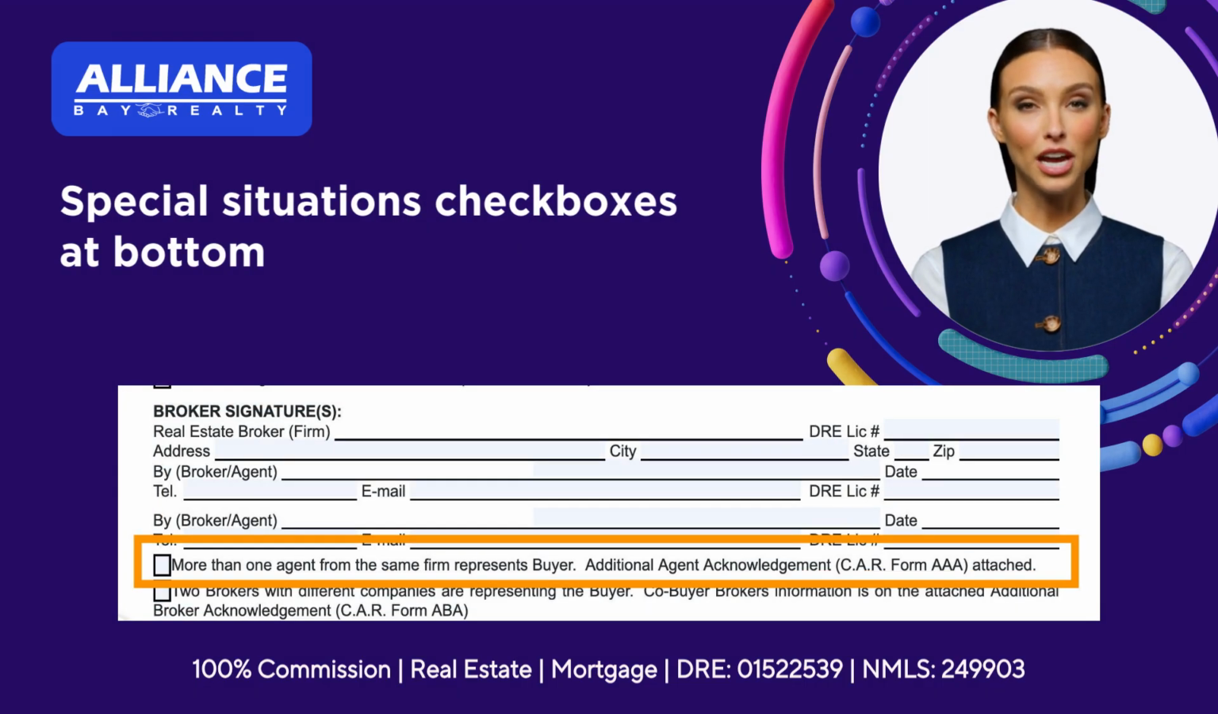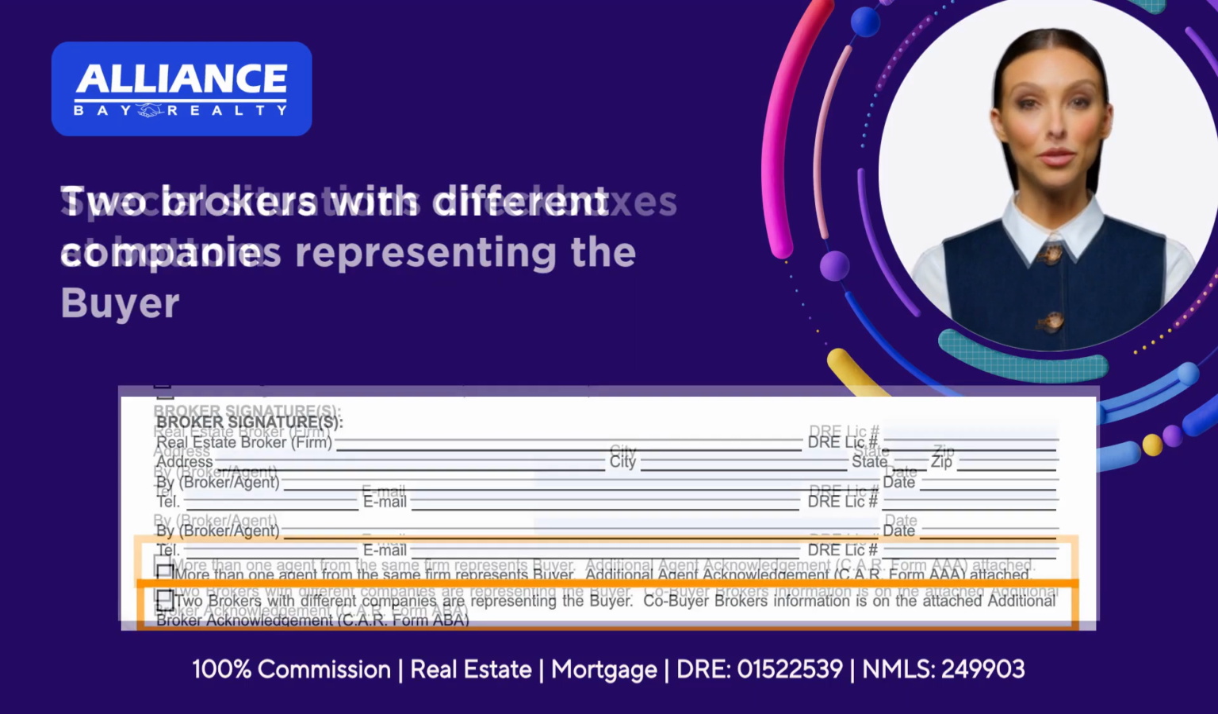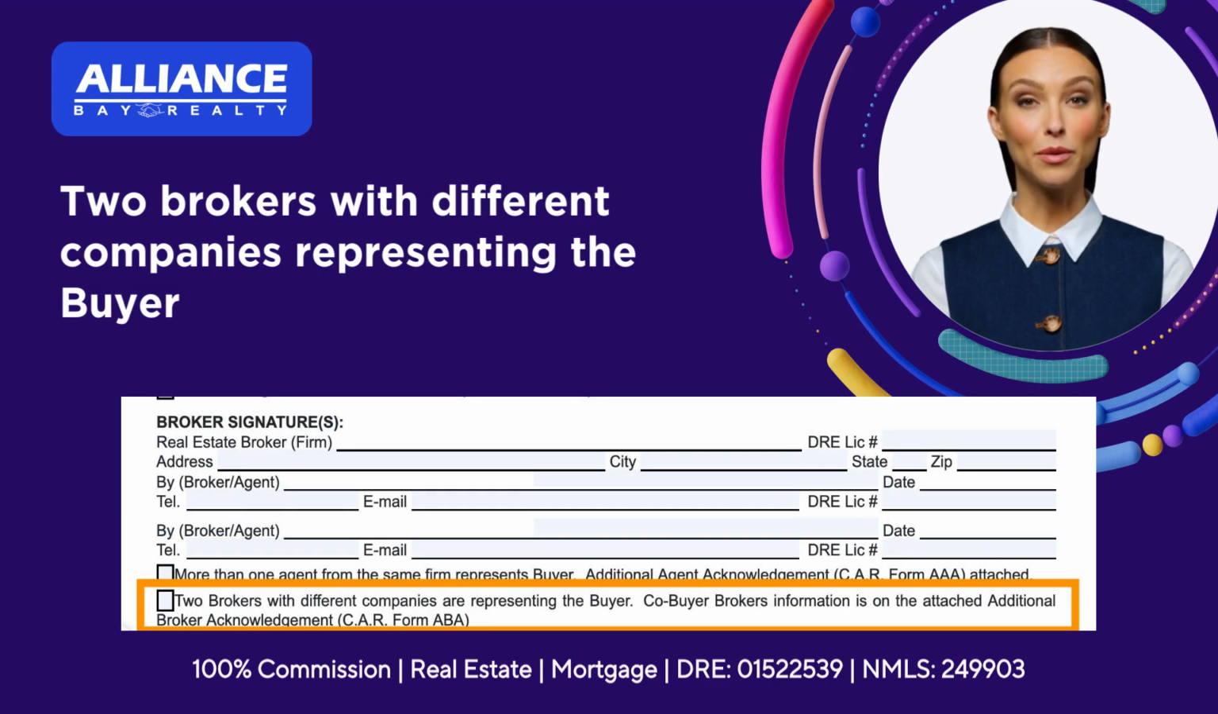Special situations checkboxes at bottom. If 2 agents from the same brokerage are representing the buyer, we attach the AAA so responsibilities and acknowledgments are clear. 2 brokers with different companies representing the buyer: if the buyer is being represented by 2 separate brokerages, the ABA identifies both brokers and documents the arrangement.